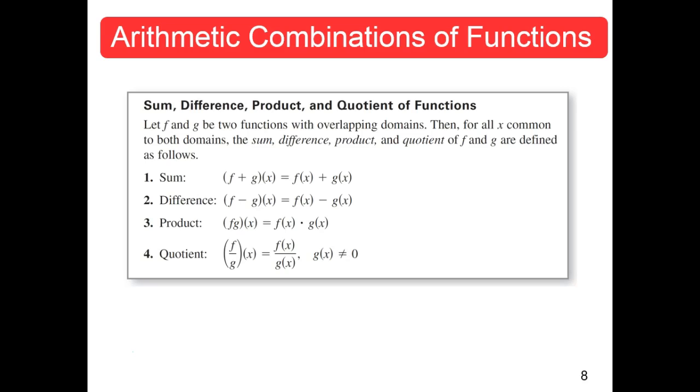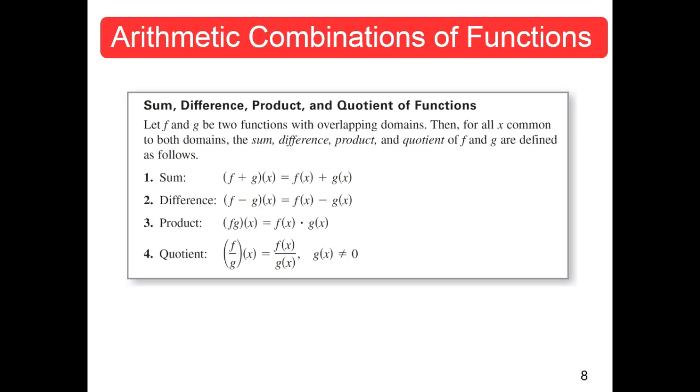Now, if F and G both have domains of all real numbers, no sweat. They overlap everywhere. But if they don't, then you have to restrict yourself to just that portion where they do have everything in common. Then, for all x's common to both domains, that's what we mean by overlapping domains, the sum, the difference, the product, and the quotient of F and G are defined as follows. Okay?